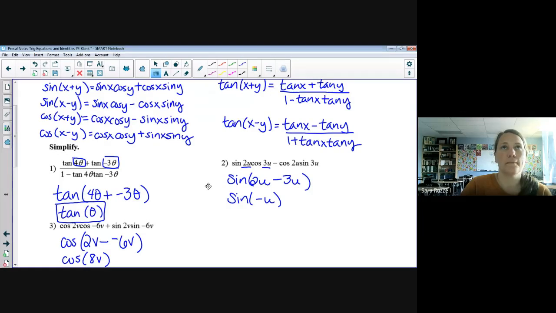Thumbs up if we're okay with that. Just matching the formula, then figuring out what the u and the v are.